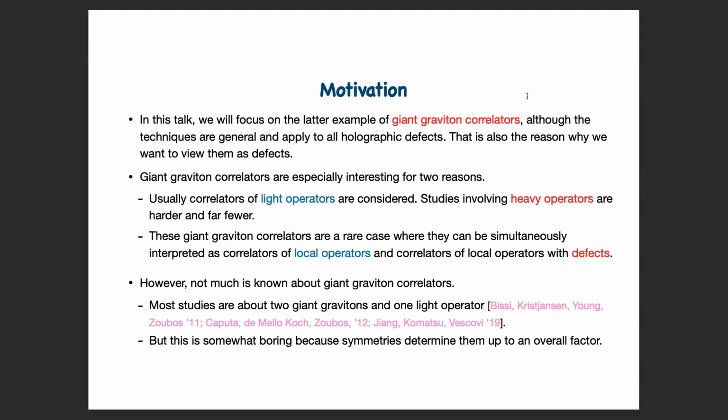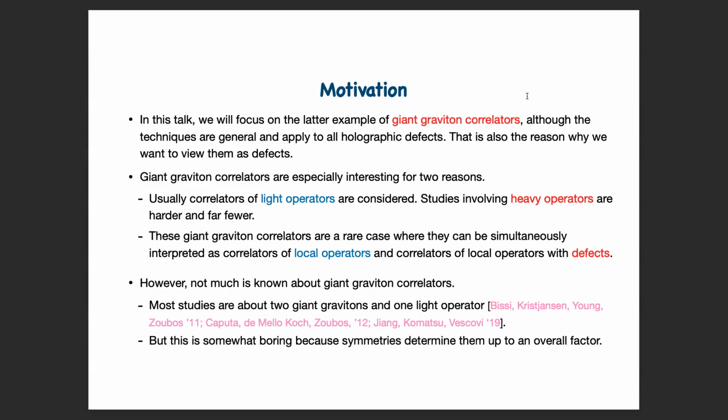Another reason is that, as I just mentioned, these giant graviton correlators admit dual interpretations. That's quite rare, because you can view these objects in two different complementary ways. They can be viewed as correlators of local operators, but we can also view them as defects. And we will see why these complementary perspectives are useful.